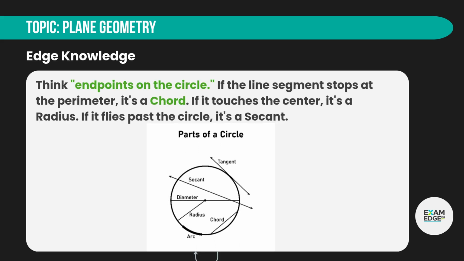Edge knowledge. Think endpoints on the circle. If the line segment stops at the perimeter, it's a chord. If it touches the center, it's a radius. If it flies past the circle, it's a secant.